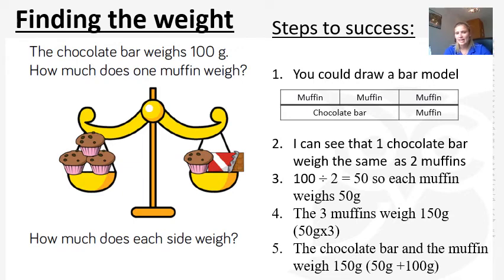Now, it then says how much does each side weigh. Now we know that each side is going to weigh the same because they're balanced, so I can work out 3 muffins, each one weighs 50 grams, so I can do 3 times 50, which is 150 grams. Alternatively, I already know the chocolate bar weighs 100 grams, I know a muffin weighs 50 grams, so I can add those two numbers together to say the other side weighs 150 grams too.